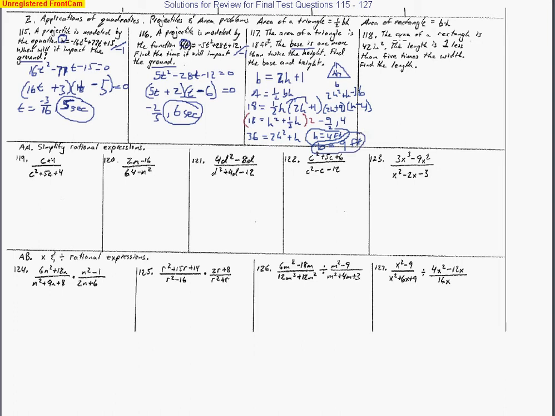This next one talks about a rectangle, gives us a little formula there. Oh no, this is problem 118. Oh, I'm sorry. The area of the rectangle is 42 inches squared. The length is 1 less. Okay, let's write that down. Length is 1 less than 5 times the width.